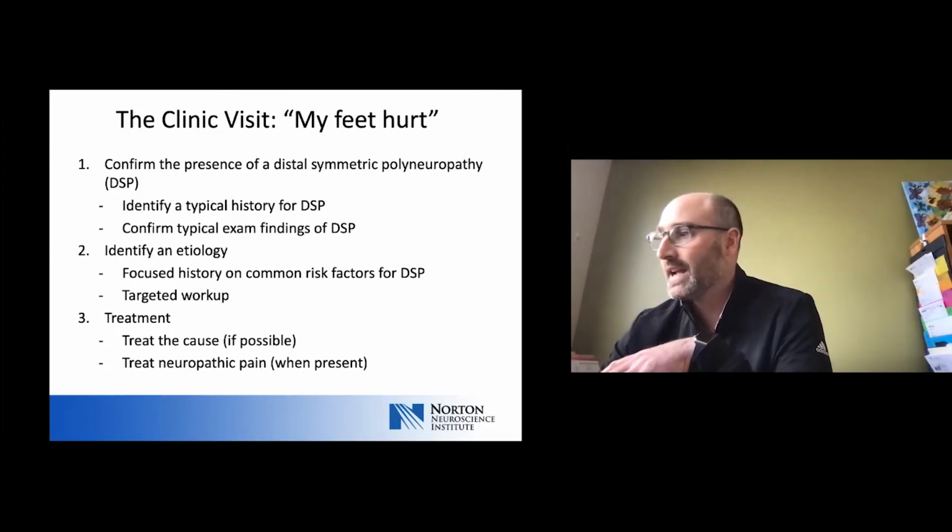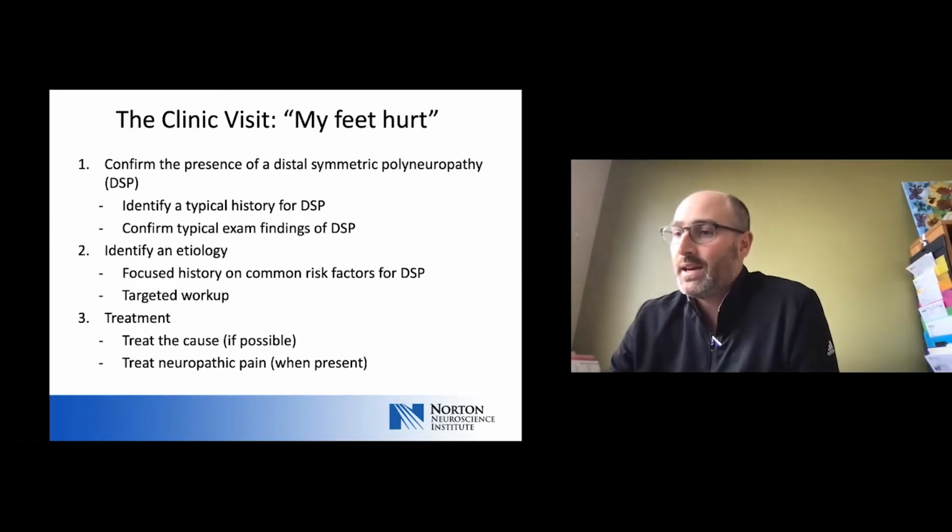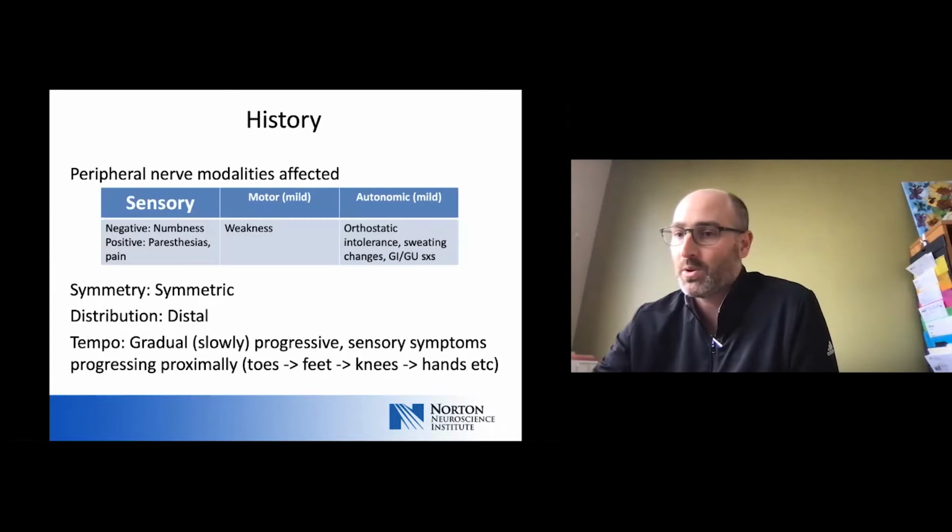And that's going to basically have two prongs. The first is treating the cause, and that's assuming you're able to identify a cause and that cause has a treatment. And then the second thing is treat the symptoms. And neuropathic pain is generally going to be the dominant symptom that people are going to complain of.